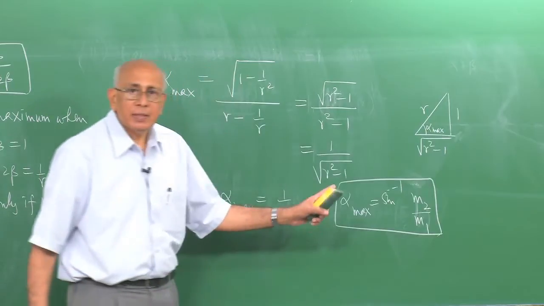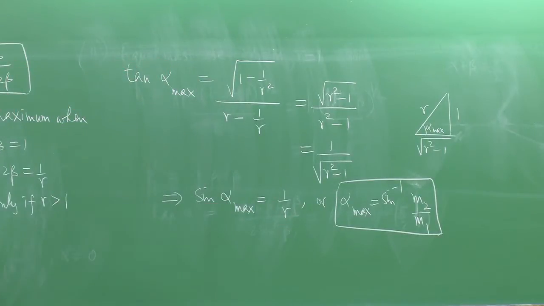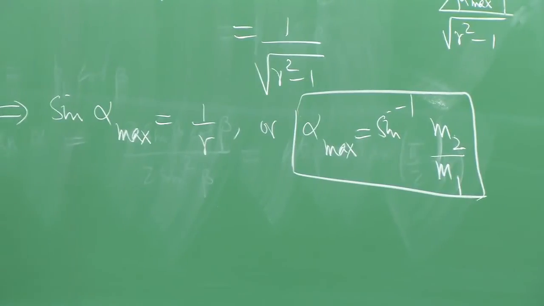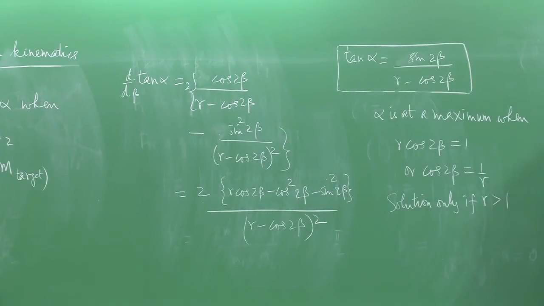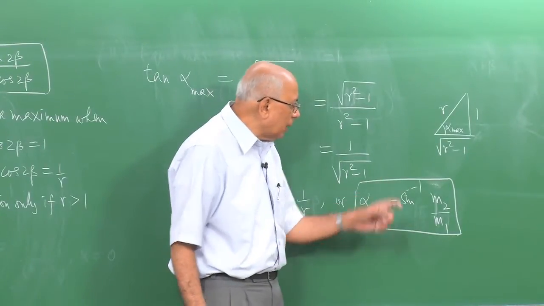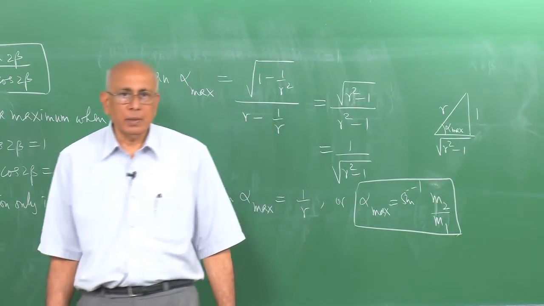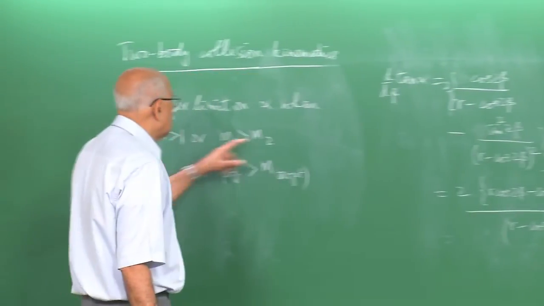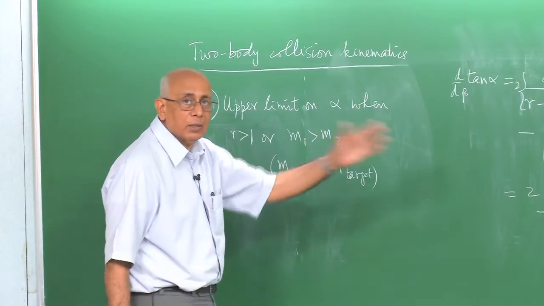So we have this constraint, this relationship which tells you the upper bound on the angle through which the projectile can be scattered after the collision, based entirely on conservation principles and the kinematics of the collision, independent of the dynamics. It says alpha cannot be bigger than sine inverse of this number m2 over m1, which is a number less than 1, because m1 is bigger than m2 here, and that's when you get this solution.